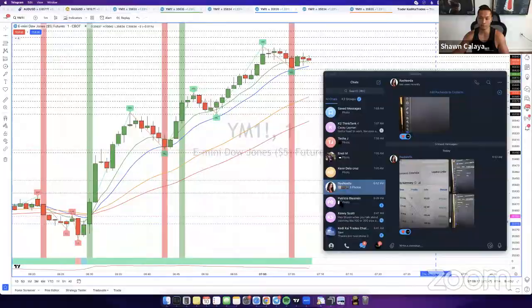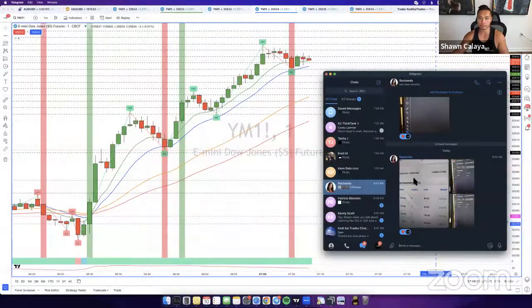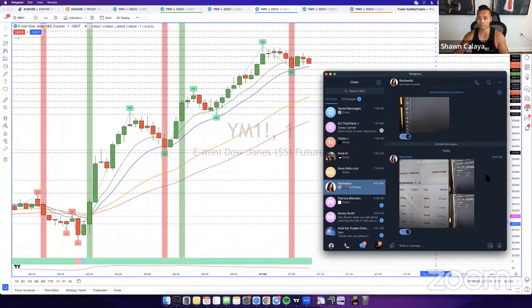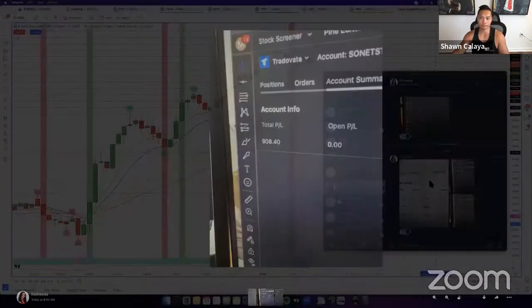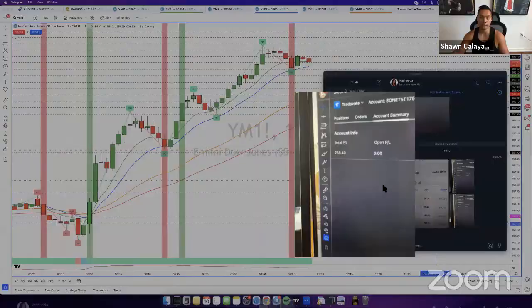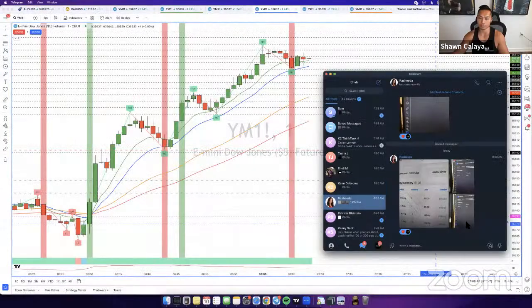She locked in 772 for the day. She locked in 52 yesterday, 910 the day before that, 75 on the day before that. Great consistency right there, Rashida. Your consistency will probably be like 100% once you get to the end of the month. Rashida over here on her top step account, total profit of 908. That's her first account. And then on Rashida's second account on top step, total profit of 258. Nice work, Rashida. All right, guys, solid work right there.